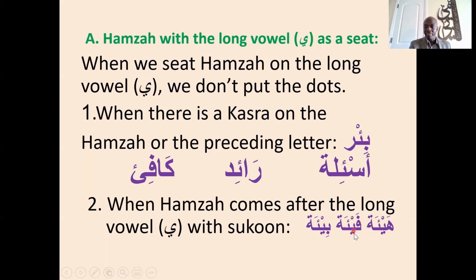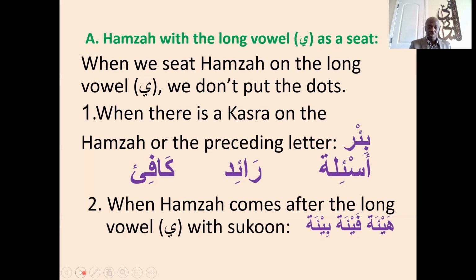Fay'a, also we have the long vowel ya, and the long vowel has the sukoon, so the hamza has to be seated on the ya, as the rule says. Bi'a is environment. Also we have the long vowel ya with the sukoon, and we have the hamza. We have to seat the hamza on the ya regardless, because we know the fatha is stronger than the sukoon, but in this case we have the long vowel ya with the sukoon. The seating for the hamza will be another ya with no dots, and that is the rule.